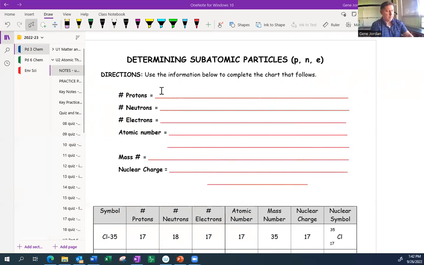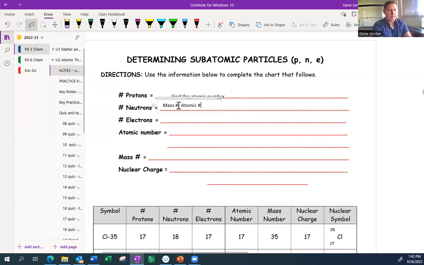All right, thanks for doing that. Hopefully you paused the video and tried your best. Let's go through what each of these definitions are. How do you get the number of protons? You just find the atomic number right from the periodic table. How do you find the number of neutrons? You take the mass number and you minus the atomic number of protons.